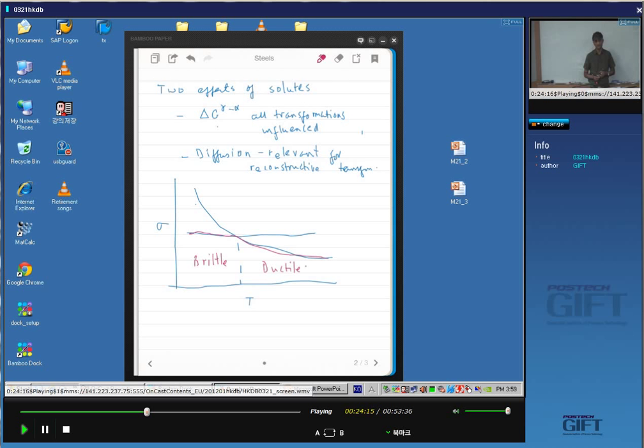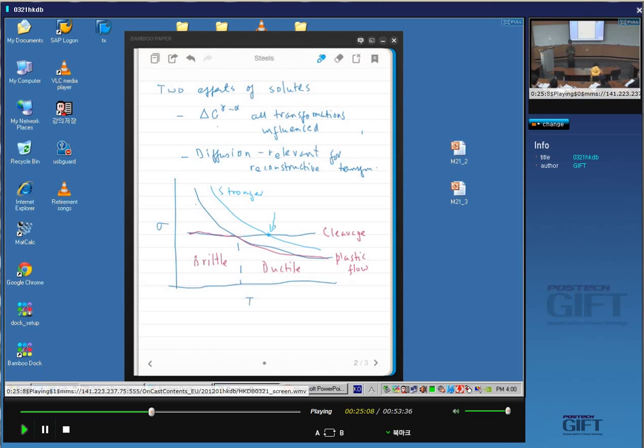Now, can you see what will happen if I increase the strength? Let me just label this. This is for plastic flow, and this is for cleavage. If I increase the strength, so stronger, then you can see that the ductile brittle transition temperature increases, and the material will behave in a brittle way over a bigger temperature range. So what we see between upper and lower bainite contradicts this, because when we have lower bainite, it's stronger, but it's still tougher because the carbide particle size is smaller. Everyone happy with that?